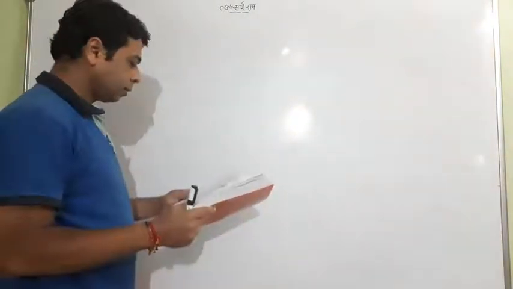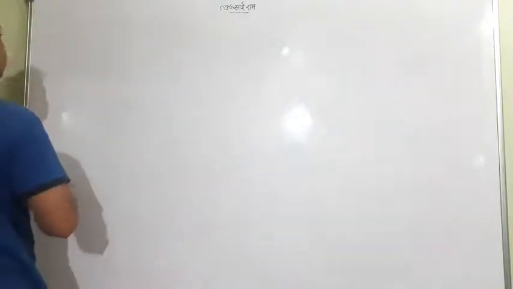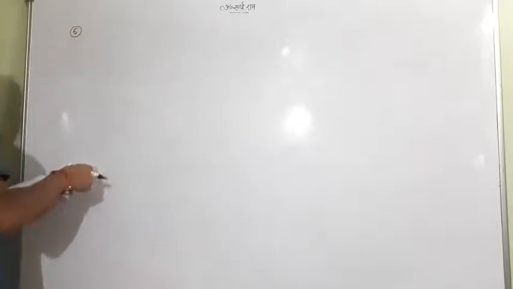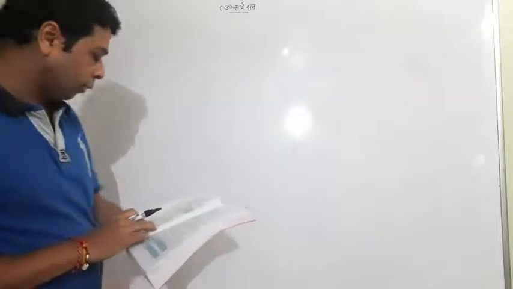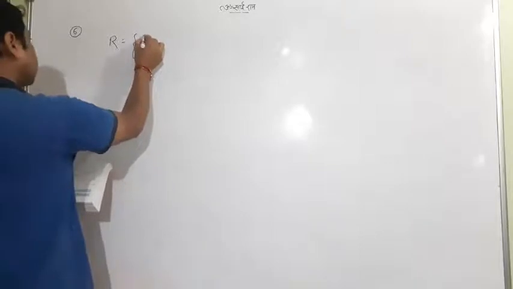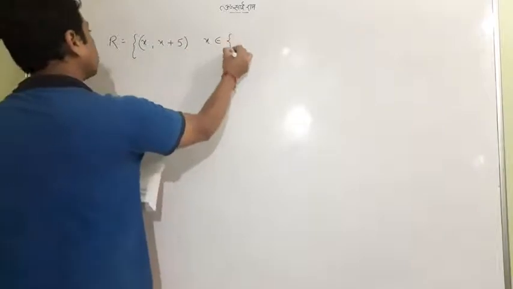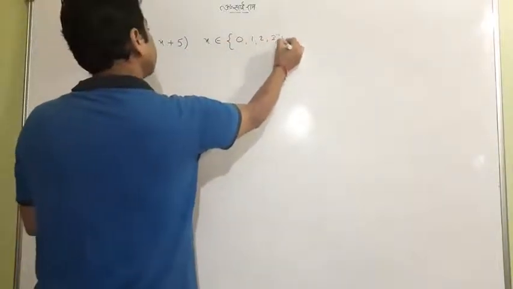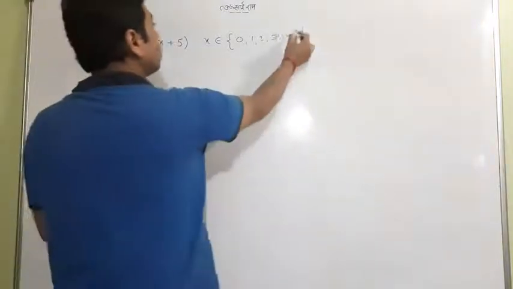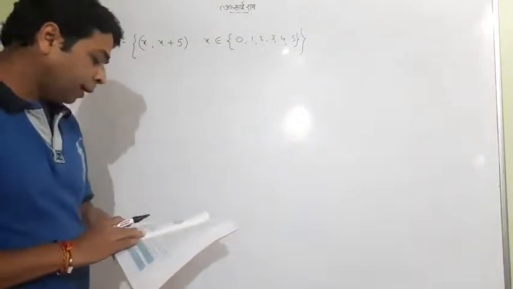The question is question number 6. Question 6 is: find the domain and range of the relation defined on R equal to {(x, x + 5)} such that x belongs to this set. So this is a question where we have to find the domain and range.